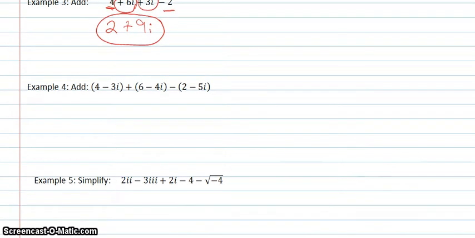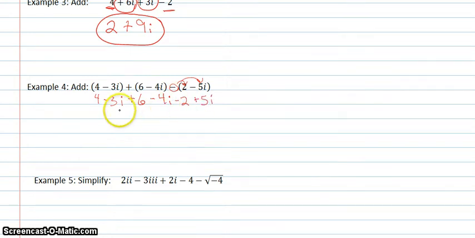Okay, in example 4, we're again just combining like terms, but we need to get rid of the parentheses before we do so. Now the 4 minus 3i doesn't have anything in front of it, so that's just a 4 minus 3i. And the 6 minus 4i has a plus sign in front of it, so their signs are going to stay the same. Now on our last one, that has the minus sign, or the negative sign, so all of their signs are going to change. So that'll be a negative 2 plus 5i.